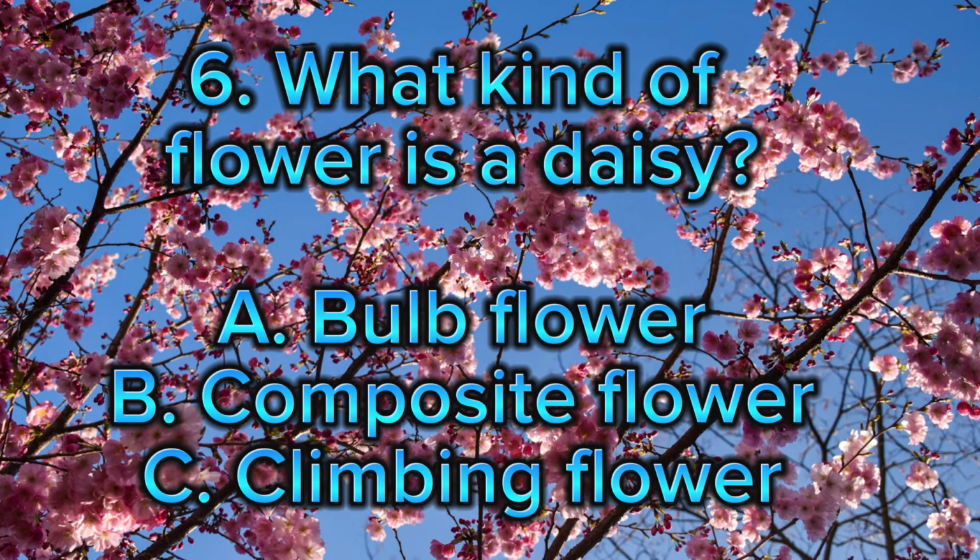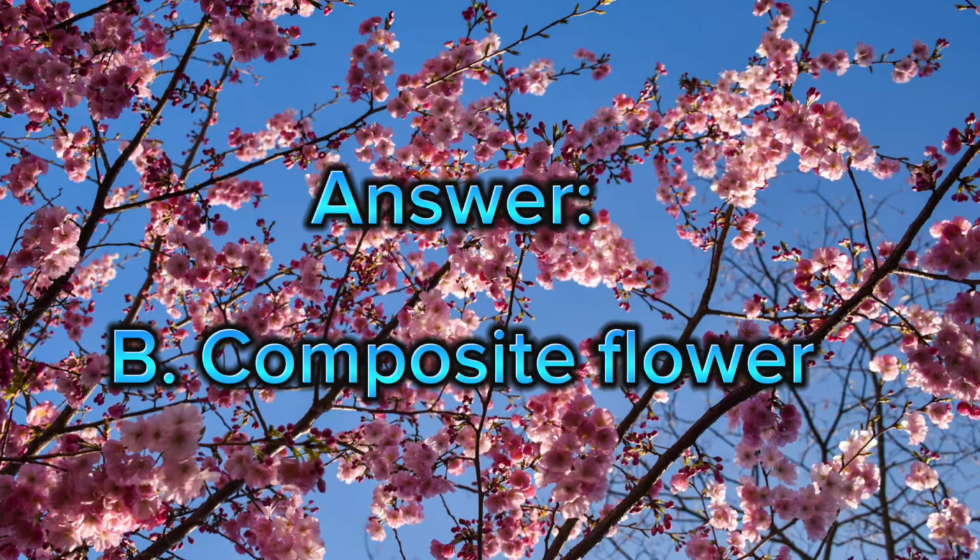6. What kind of flower is a daisy? A. Bulb flower. B. Composite flower. C. Climbing flower. Answer B. Composite flower.